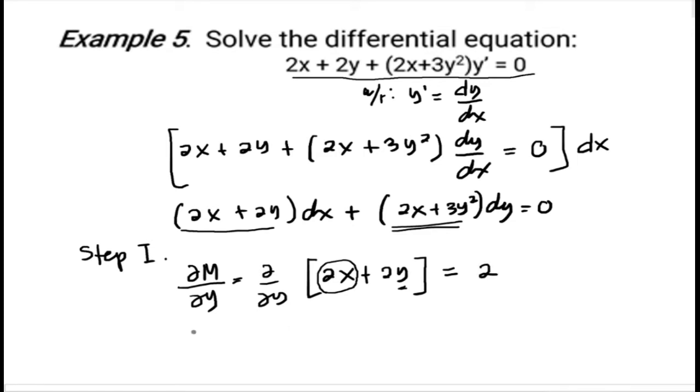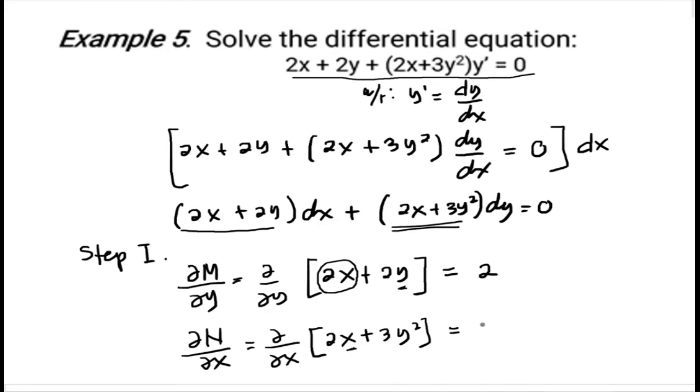Then we are also going to get the partial derivative of n with respect to x. That is the partial derivative of n, which is 2x plus 3y squared. This is with respect to x, so x here is our variable. The derivative for 2x is 2, and the derivative for the constant 3y squared is 0. Since the two partial derivatives are equal, therefore our equation is exact.